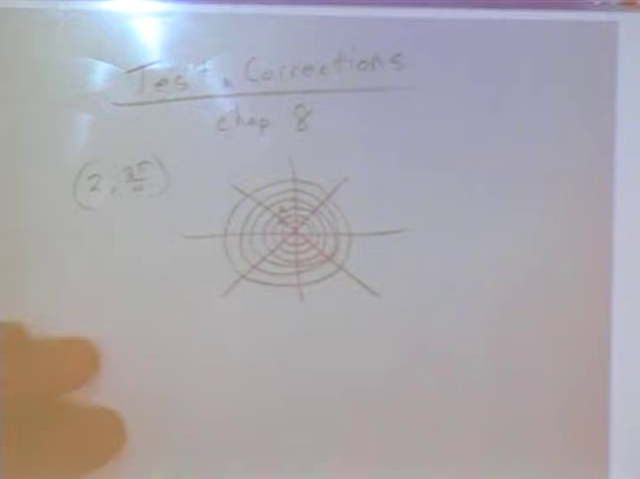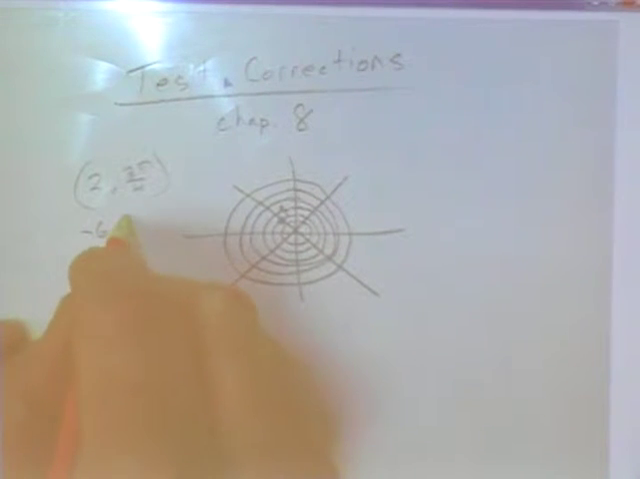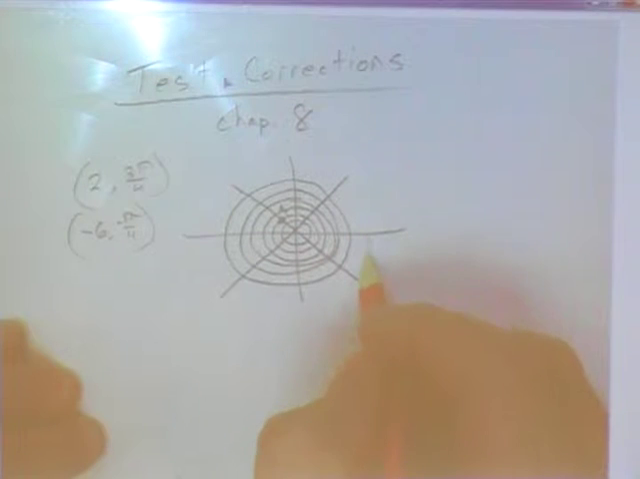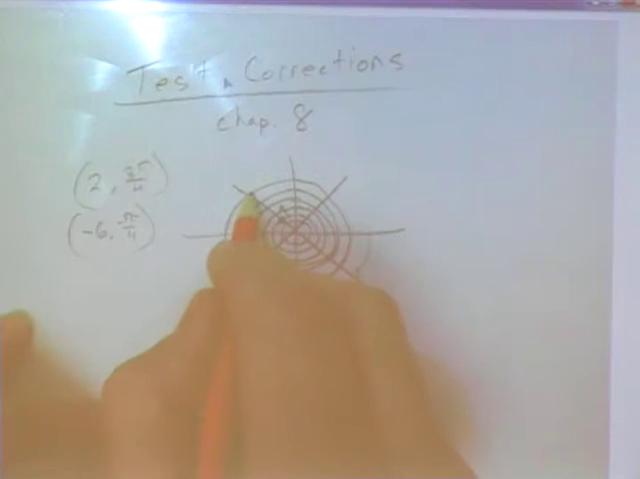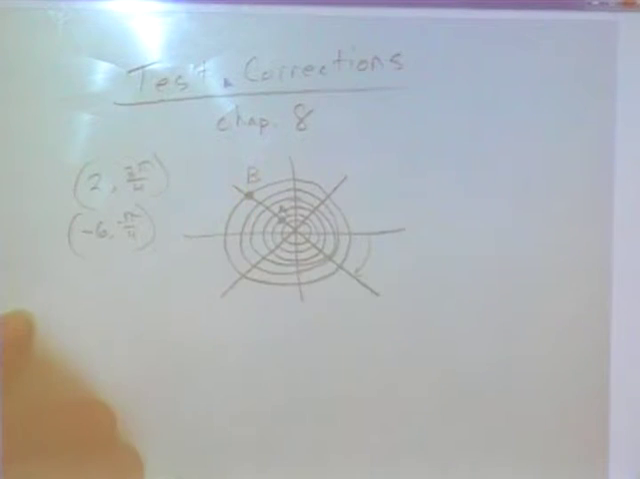And then your next one is negative 6, negative pi over 4. So let's go to negative pi over 4, which would be this direction to right there. And we're at negative 6. So 6 would be right here. Negative 6 takes you the opposite direction. So this is where B is at. Any questions on that? All right.